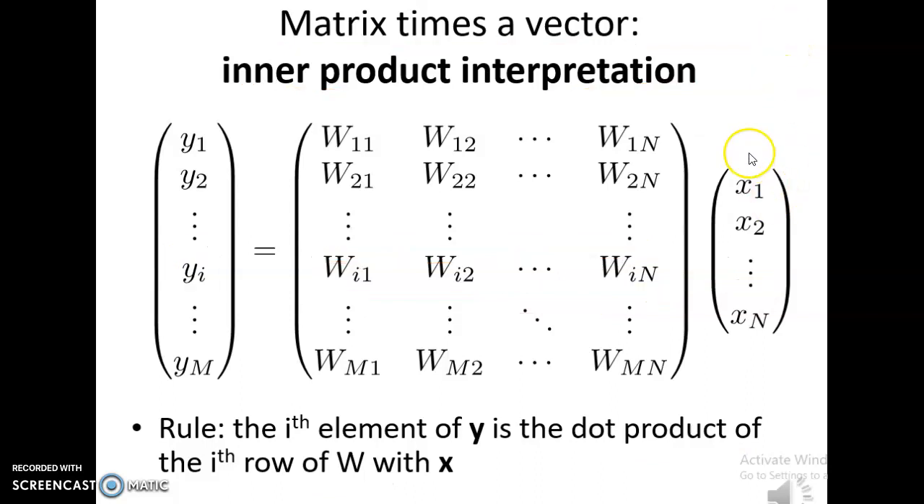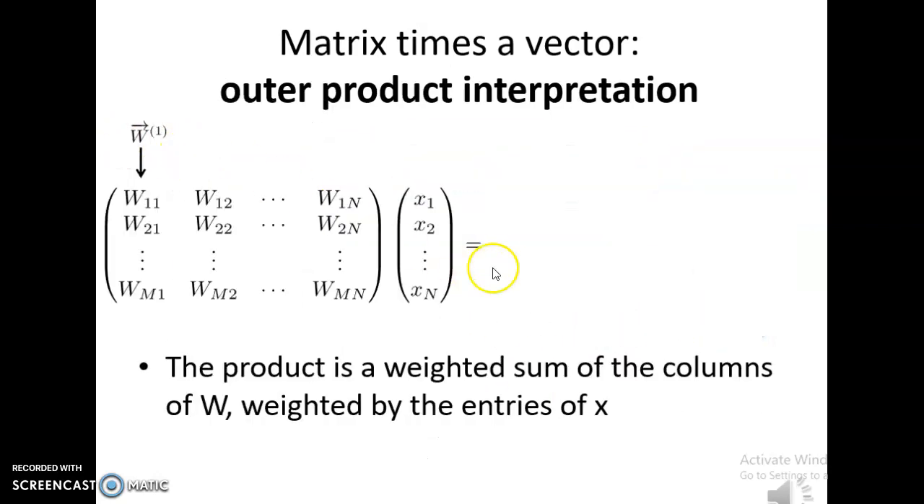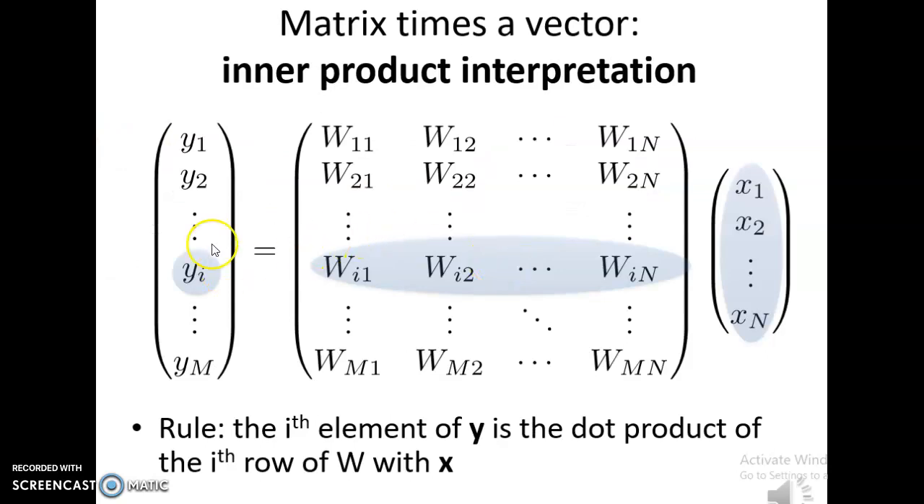Then we take the inner product of y1, w11 w12 up to w1n, with x1 x2 up to xn, like this. Then y2, and so on up to yn.